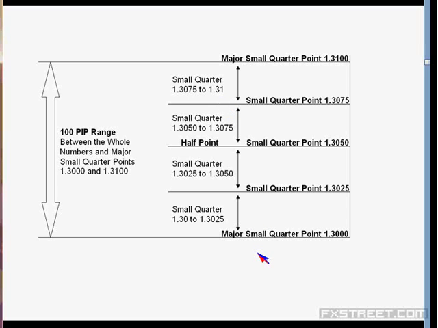The small quarter points are $1.30, $1.3025, and $1.3050, which is also the half point of that 100 pip range, then $1.3075 and $1.31. So this is the example of a 100 pip range, and that also gives you the small quarters.